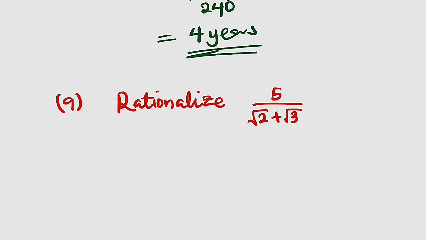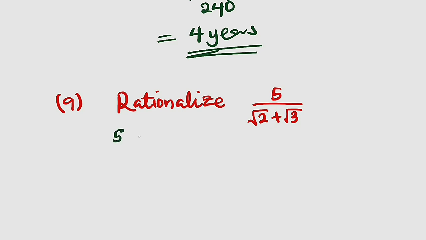Question number 9, we are asked to rationalize this. What does this mean? It means that we should make the denominator a rational number, because root 2 plus root 3 is irrational. So how can we make it rational? By multiplying the top and the bottom by the conjugate of the bottom. The conjugate of the bottom will be root 2 minus root 3. Just a difference of sign, because this is plus, we have to use minus.